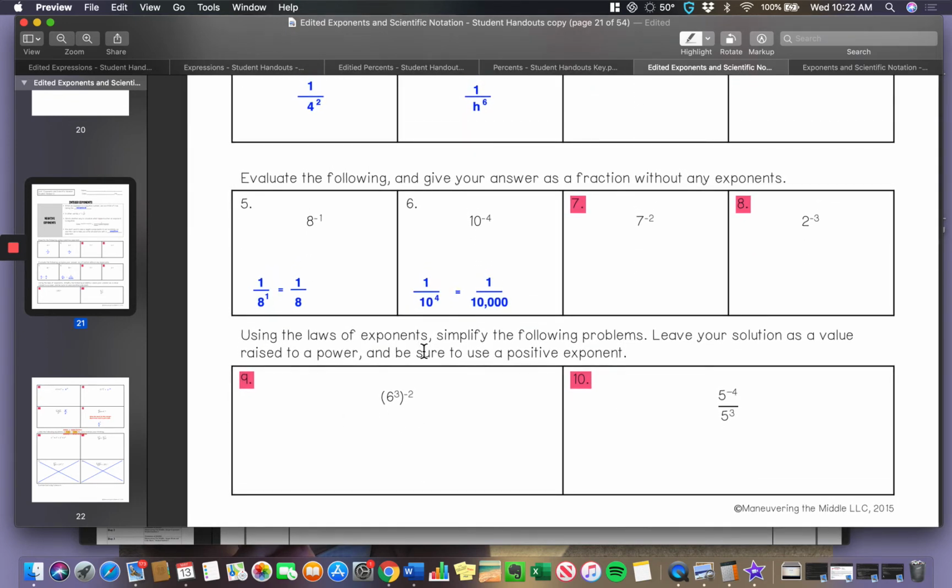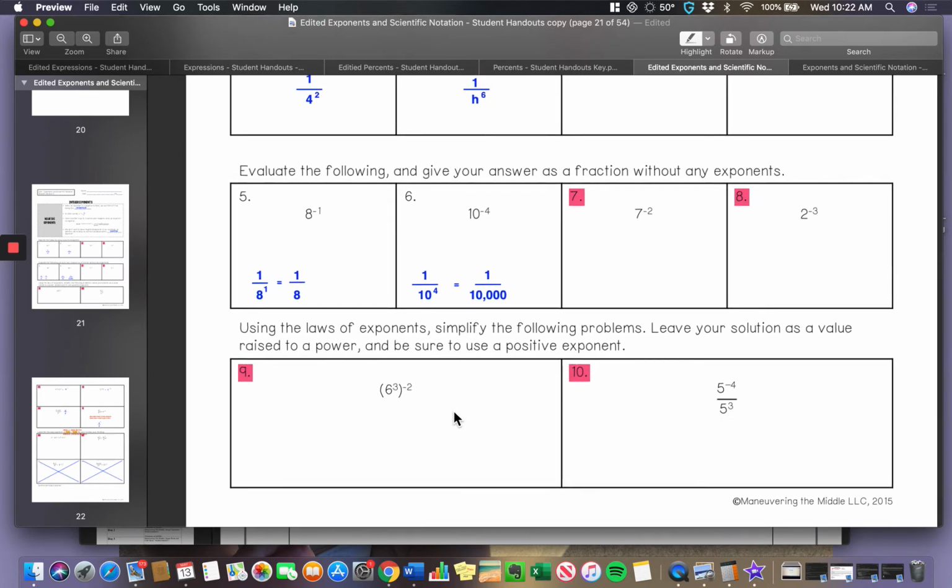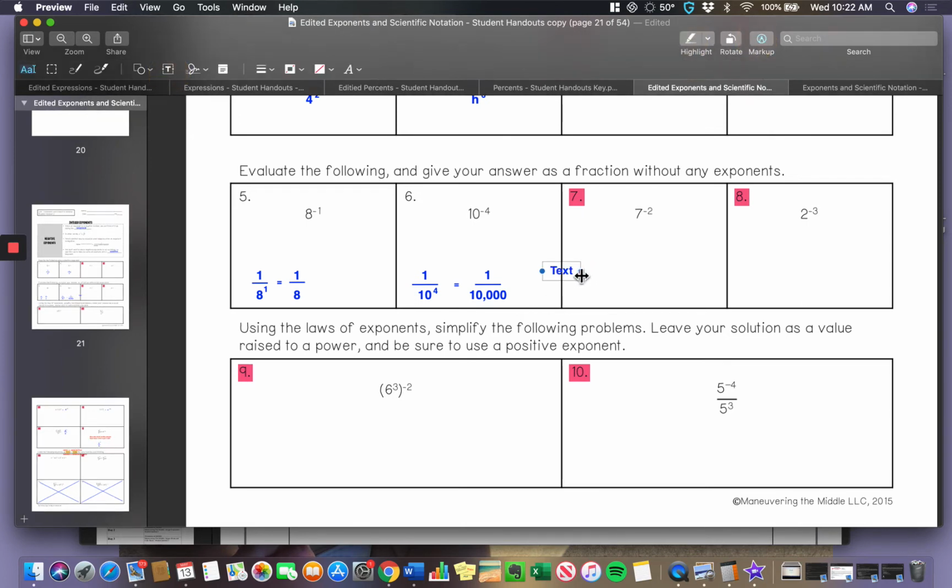So using the laws of exponents, simplify the following problems and leave your solution as the value raised to a power. And be sure to use a positive exponent. So one thing that you might need to go over is your integer rules. I'll try and get those to you right now real quick. Your integer rules: when you have a positive times a negative, it equals a negative.